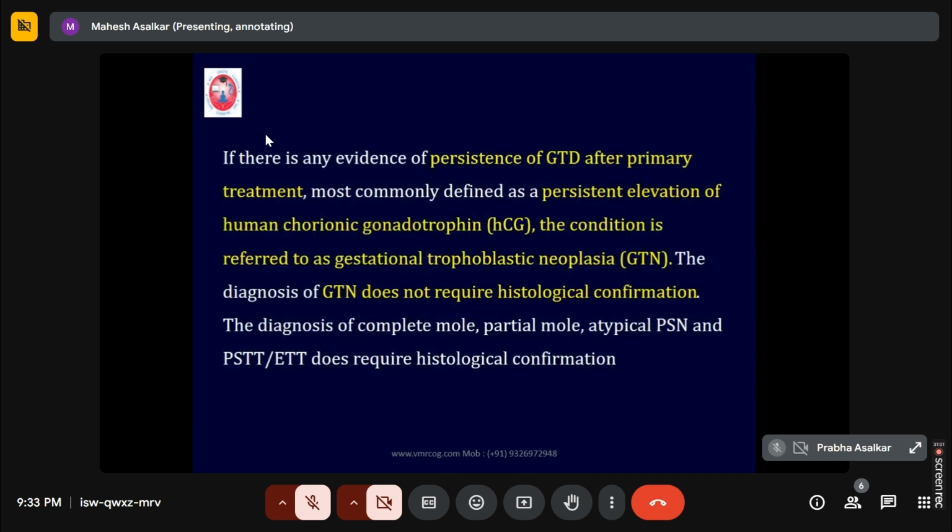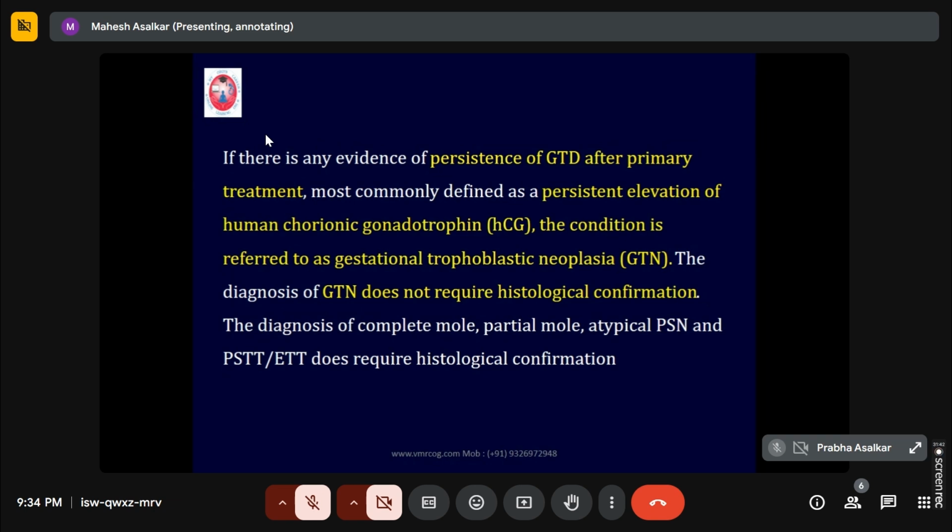If there is any evidence of persistent GTD after primary treatment, most commonly defined as a persistent elevation of the SCG, the condition is referred to as gestational trophoblastic neoplasia. So in the last slide, what we have seen is GTD, that is gestational trophoblastic disease. It's a spectrum, and it involves complete molar, partial molar, then invasive mole, choriocarcinoma, PSTT, ETT, all that comes under GTD. But if you have given a primary treatment for GTD and there is a persistent elevation of SCG, then the condition is called GTN. So have you understood the difference between GTN and GTD?